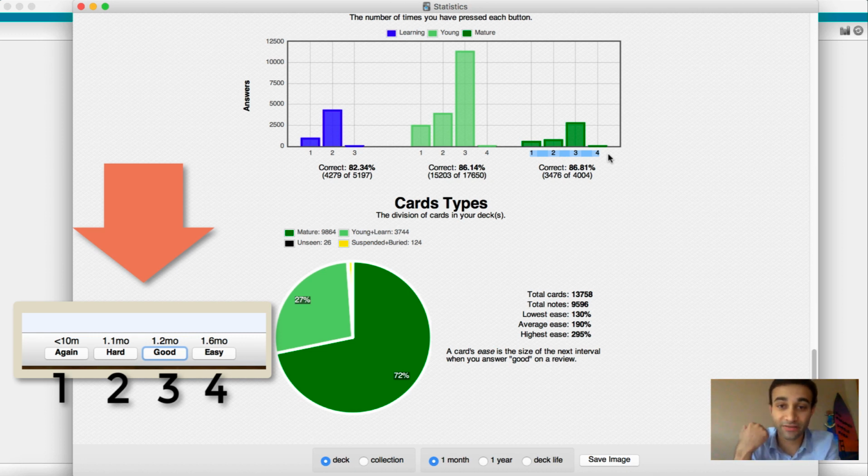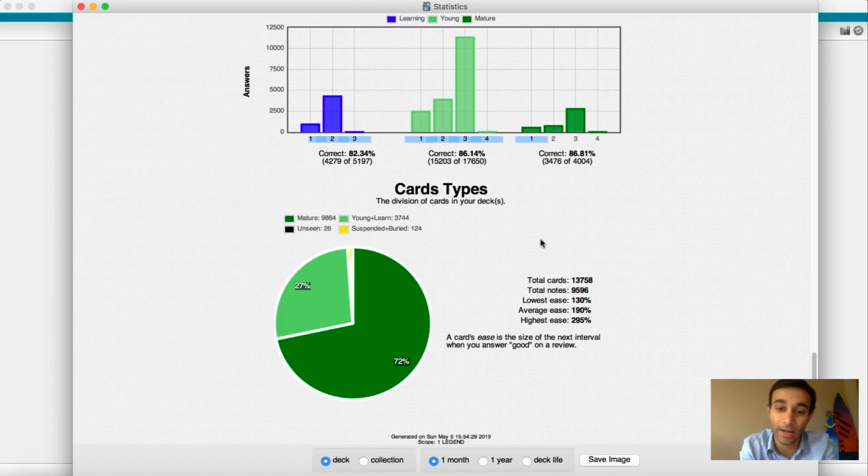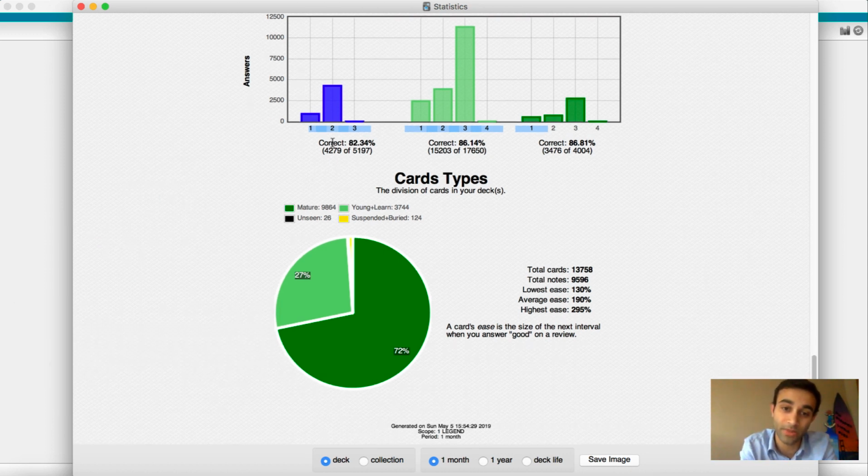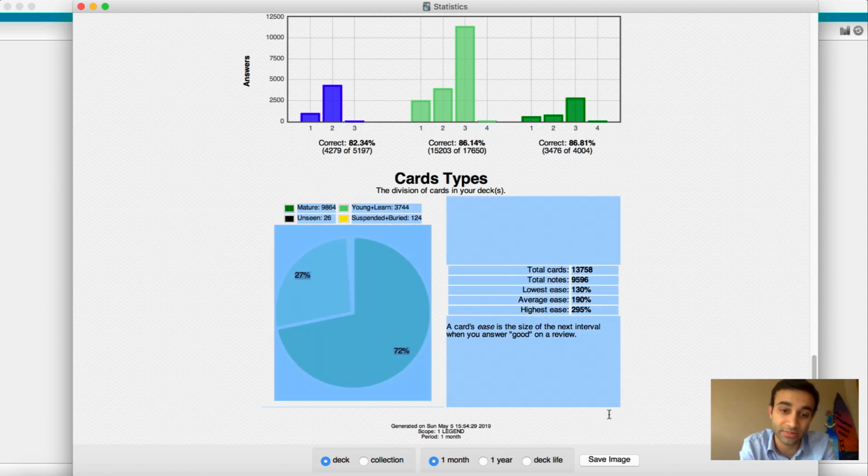But believe it or not, because I have so many mature cards at this point, I actually press 1 a lot on mature cards because even if I'm second-guessing myself a little bit, I don't care. I probably don't know this card as well as I should, so I should relearn it. And that's that. And this bottom part tells you the card types that are in this deck.